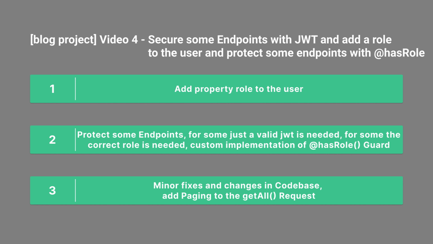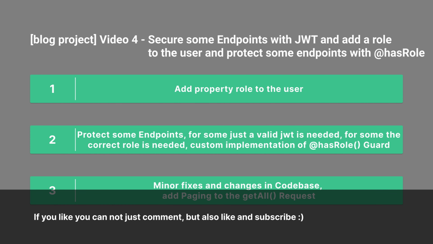And then we will do some minor fixes and changes in our code base, and we will add paging or paginating to the get all request. So you can like page, like you have 10 users and you have another 10 users. So it's easier if you later will show them in the front end if you make it in a table or something, so you can paginate between the pages.